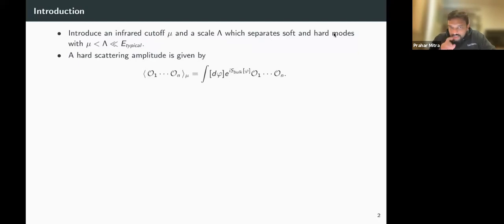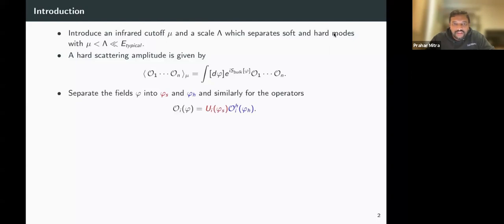Okay, so let's look briefly at how this is going to work. Here on the left-hand side, I have an amplitude with the energy cutoff mu. What I mean by this lower cutoff mu is that on the right-hand side, when I do the path integral over all the fields in the theory, I'm going to put a low energy cutoff mu in momentum space. Next, I'm going to separate all the fields into a soft field and a hard field. The soft fields, as I mentioned before, have energies between mu and lambda, and the hard fields have energy greater than lambda.